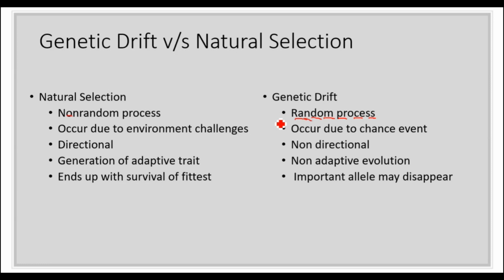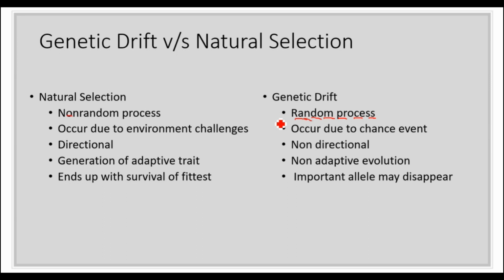It doesn't matter whether a beneficial allele or a non-beneficial allele survives. So it is a chance event. Any allele can survive during genetic drift. Natural selection is directional. Only the alleles which are beneficial, or which can resist the environmental challenges, will survive. And genetic drift is non-directional. The beneficial one or the non-beneficial one, the positive or negative allele, can survive. So it can go in any way. Whether diseased alleles or healthy alleles, they can survive during genetic drift.